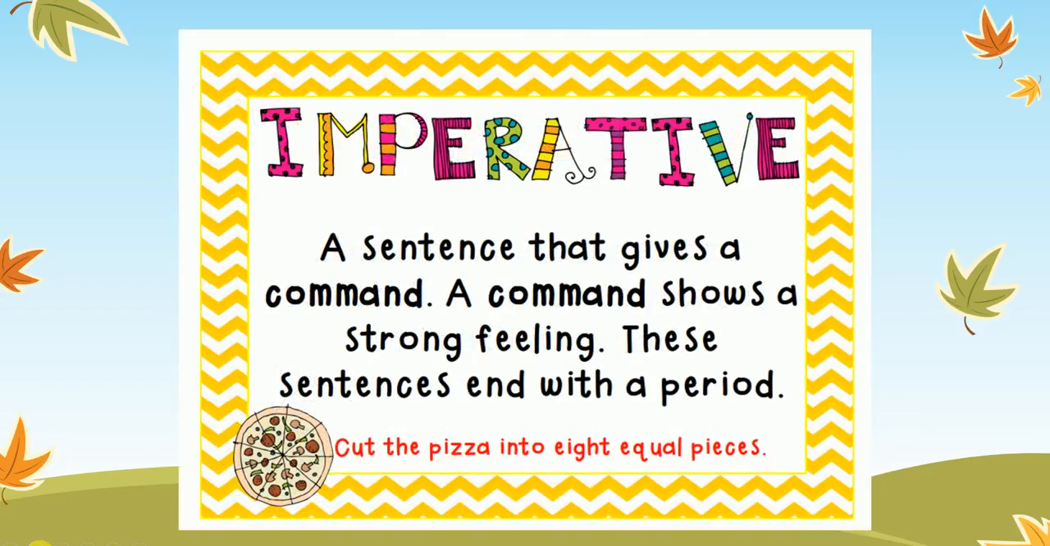An imperative sentence is one that gives us a command. A command shows a strong feeling. These sentences end with a period. So a command can show a strong feeling, or it can also be telling you what to do or how to do something. So an example is, cut the pizza into 8 equal pieces. That's telling you what to do.